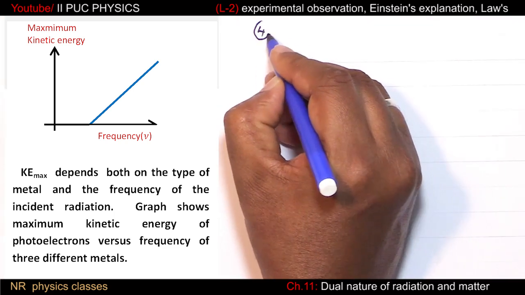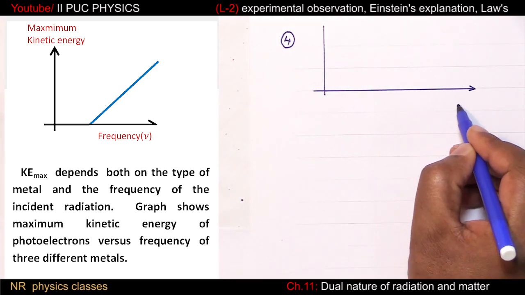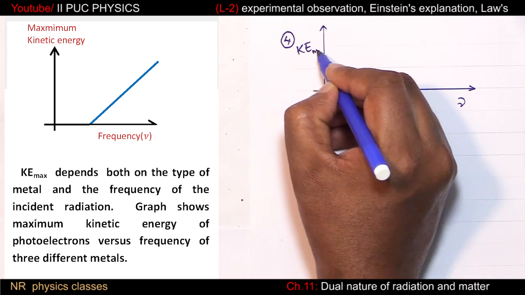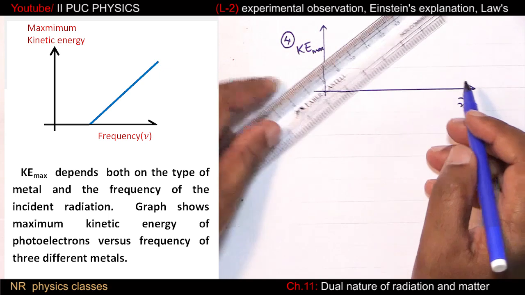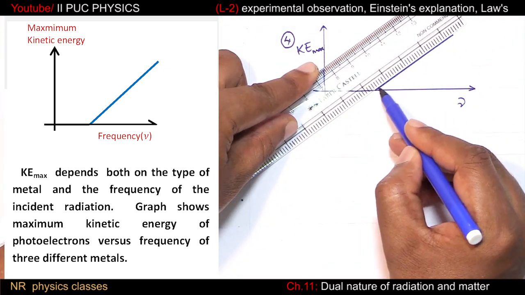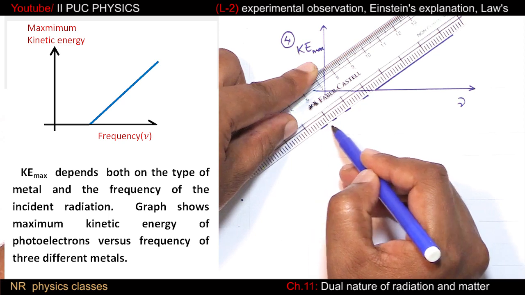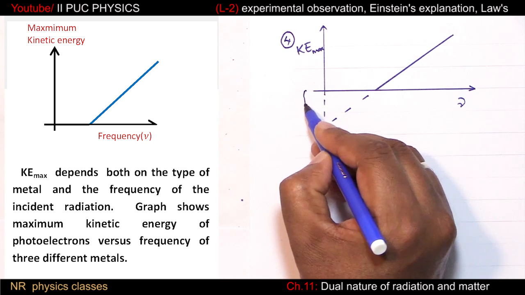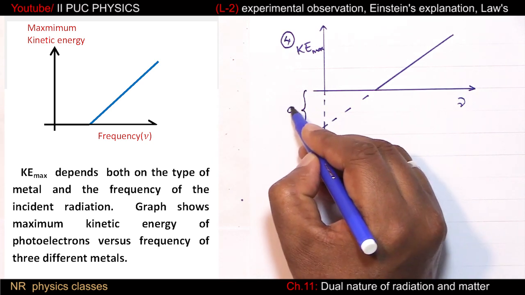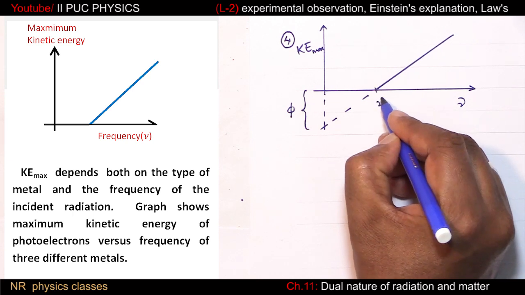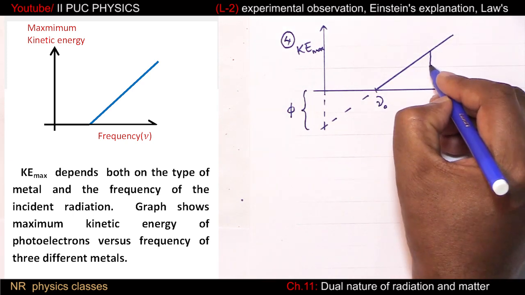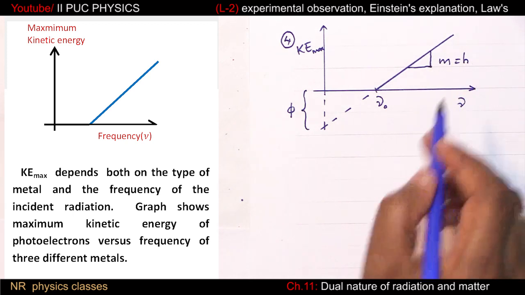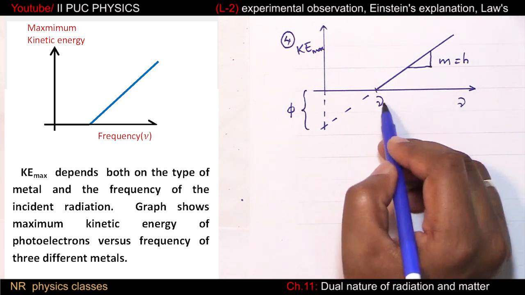Related to fourth point, this is a graph of frequency versus maximum kinetic energy. It is a straight line not passing through the origin. This y-intercept represents work function, x-intercept is threshold frequency, and slope of the curve gives Planck's constant. Okay. Now, how do we get all this?